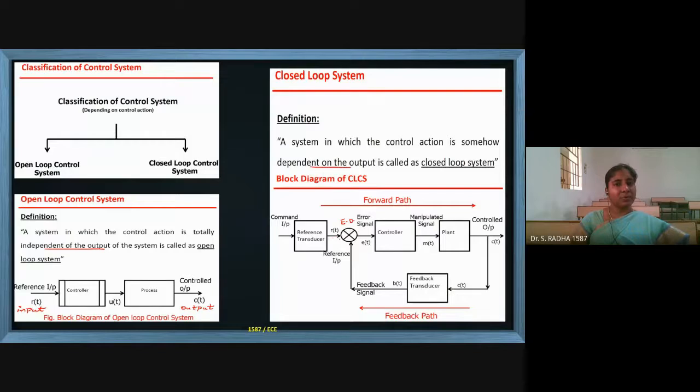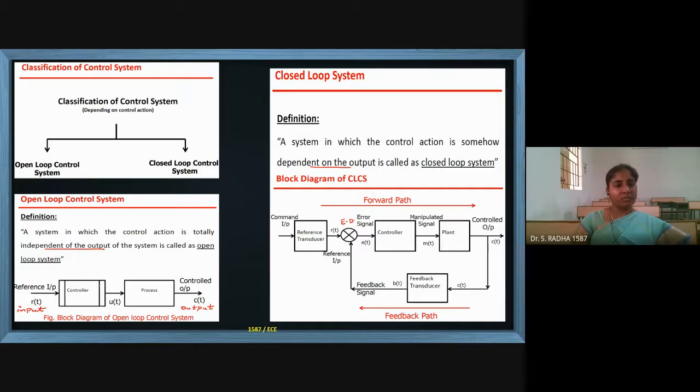R of t is the input, B of t is the feedback signal, and this error detector will take the difference of these two signals, and error signal E of t is given. Error signal E of t is given to the next step. And the same controller is present over here.